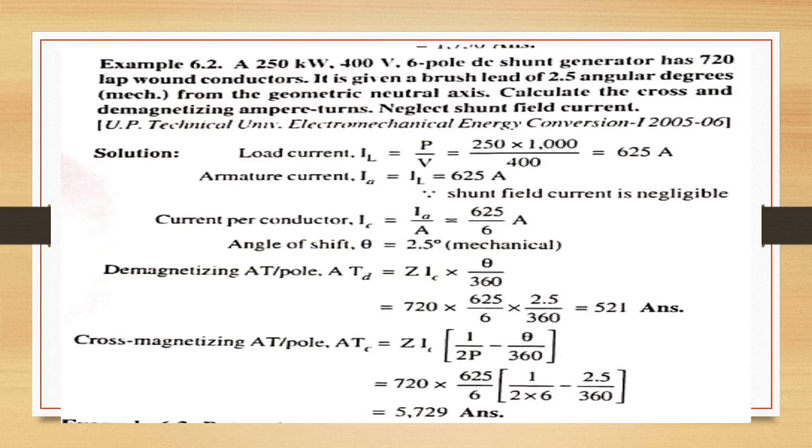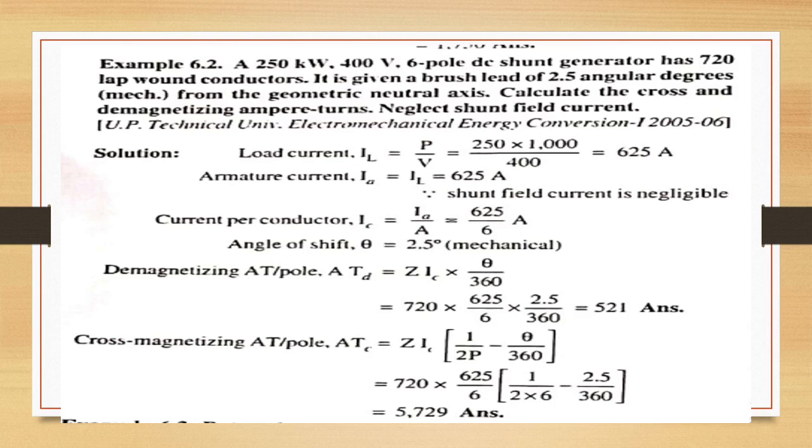IA is equal to IL plus ISH for shunt generator. So shunt field current is neglected, it is 0, or very, very small. So what we are doing here, IA is now becoming equal to IL. Current per conductor is given as IA by A, that is 625 by 6 amperes.